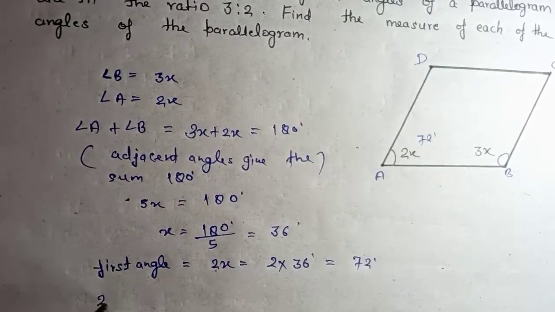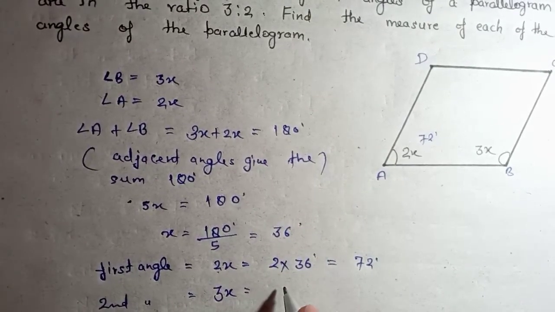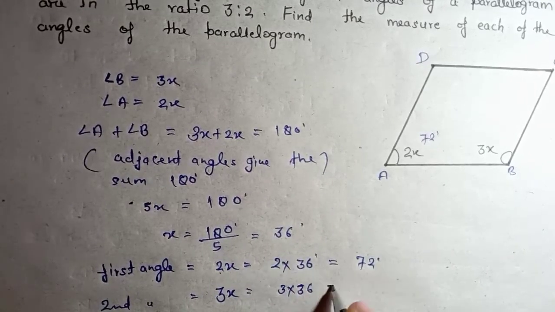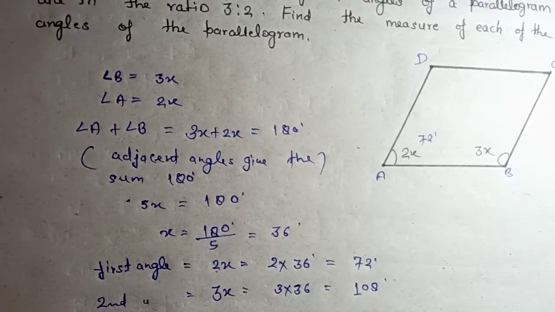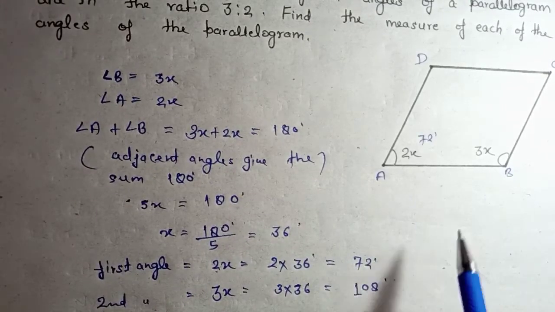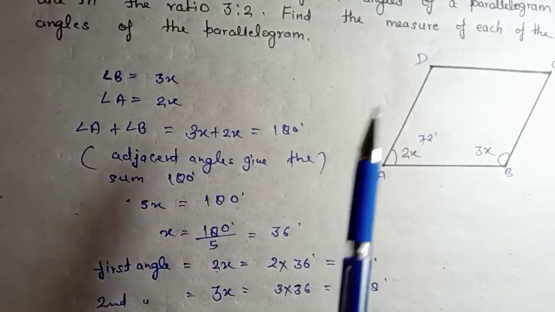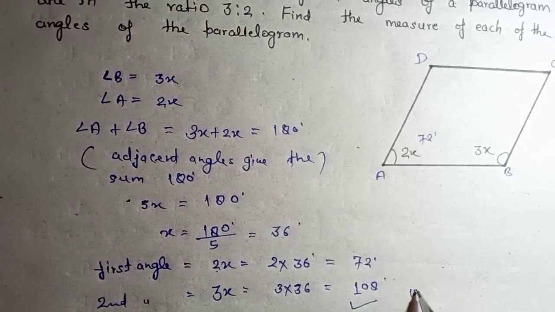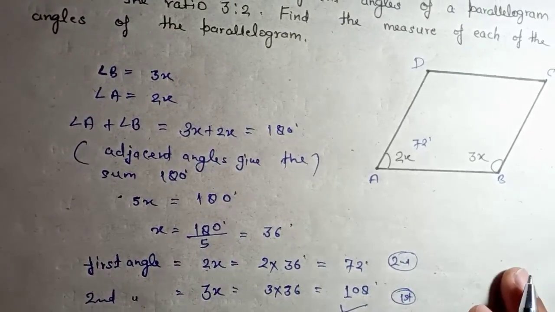And second angle is equal to 3x, and it is 3 into 36 is equal to 108 degree. Here this is 2x, means the ratio 2 which is given, and it is here 3. So if you have considered the order 3:2, then you have to reshuffle the number. First number is 108, first angle, and second angle is 72. Do not get confused in this.